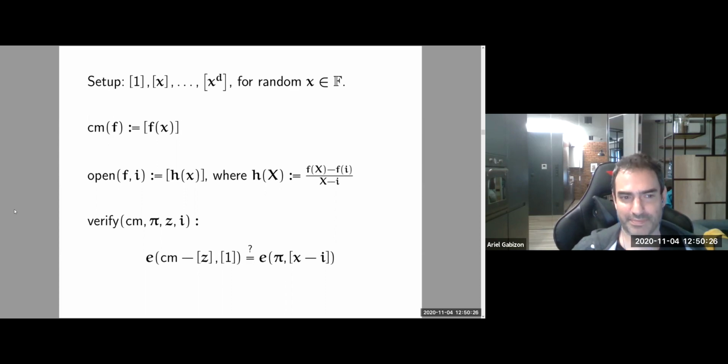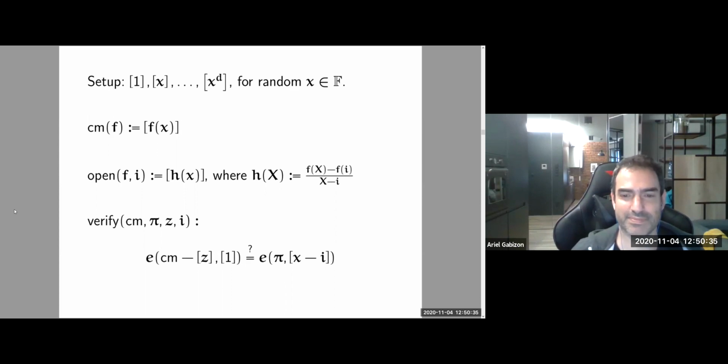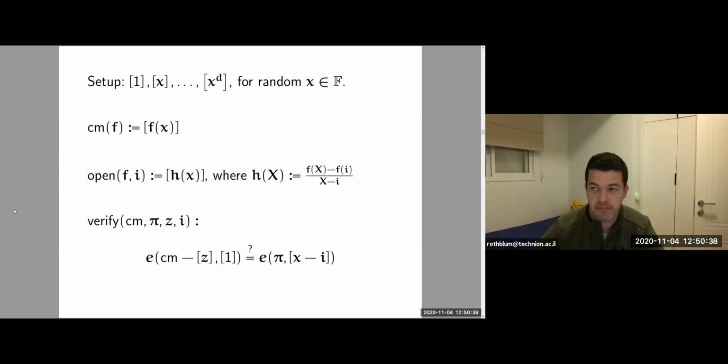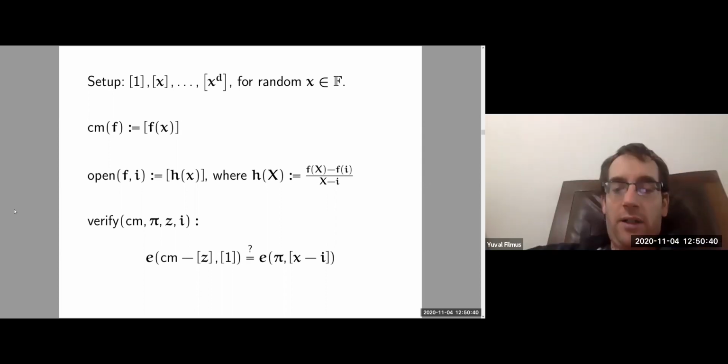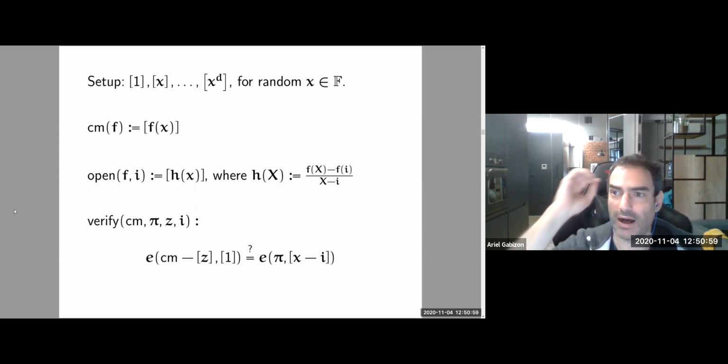Right. So Ariel, just to make clear, the verifier doesn't need to know x, right? All this is done with x being hidden, also from the verifier. Also from the verifier. Mm-hmm. Is there any kind of proof of security for these things? Yes. The verifier can compute this encoding of x minus I just from knowing I, right? Because of having the encoding of x in the setup.